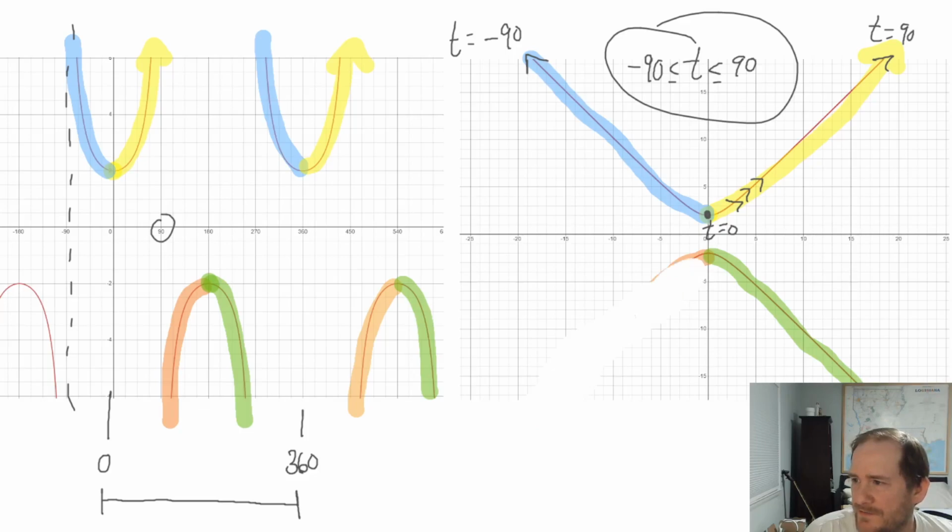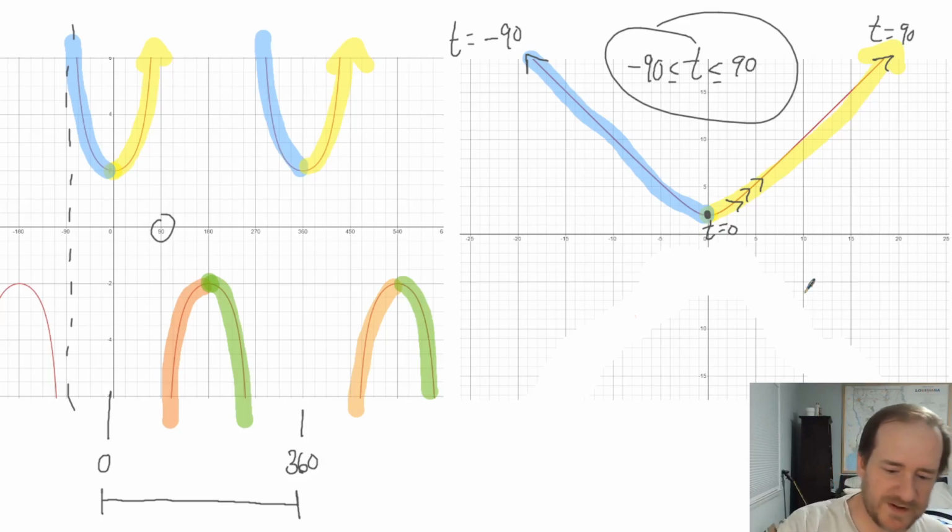So if you wanted to write a parameterization for that hyperbola, but only getting the top half, maybe the easiest way to do it is to just stipulate that t can only run between -90 and 90. That would generate the top half only. Interesting. I think that's interesting.